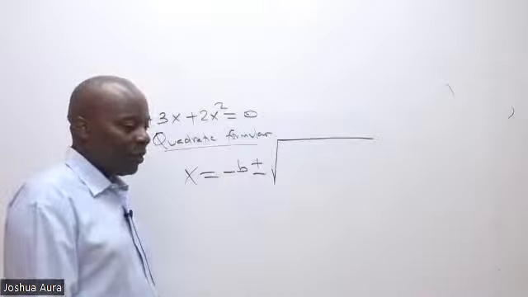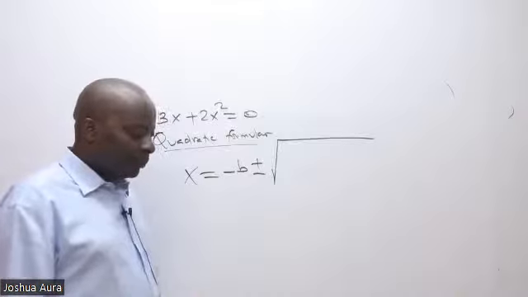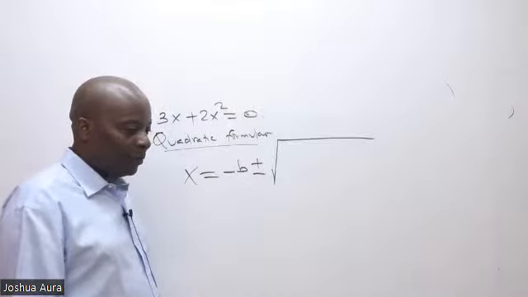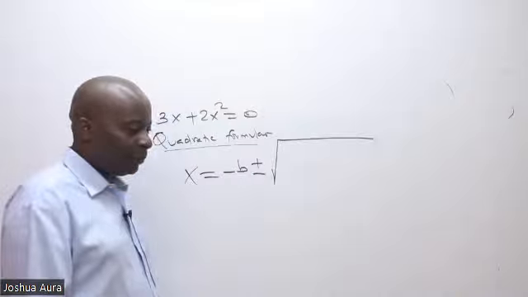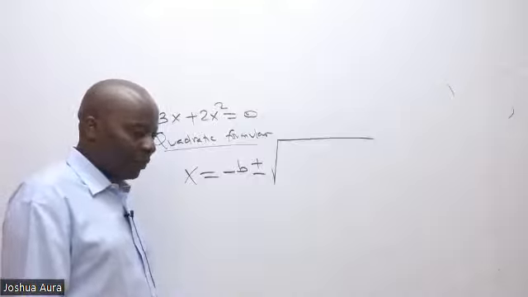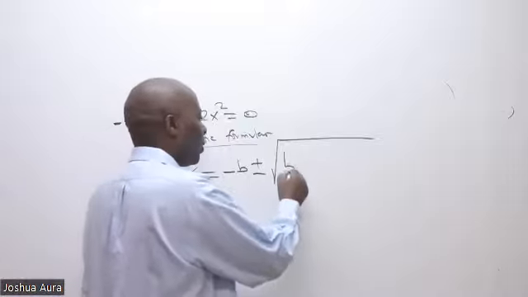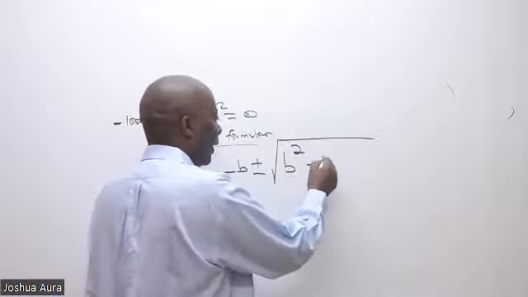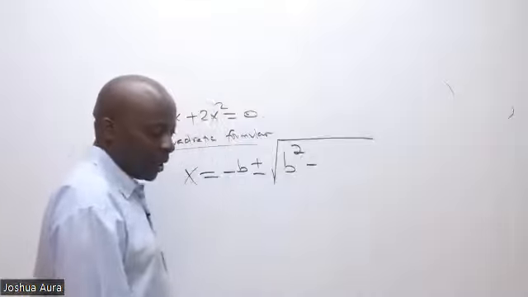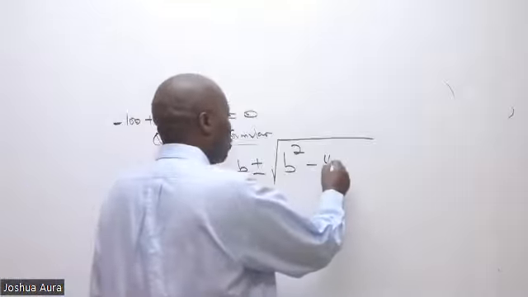How about inside? The very important formula. Minus b, plus or minus, and then we have something inside here. Thank you so much, Yusufu. b squared minus who? Minus 4ac. Thank you so much.